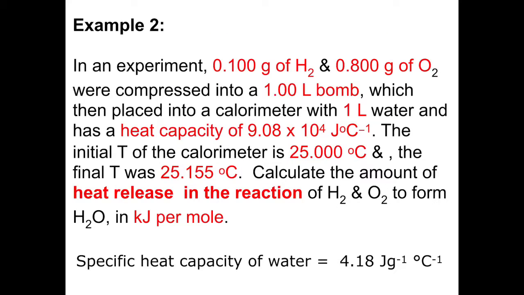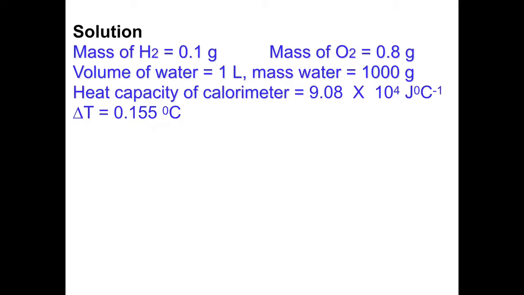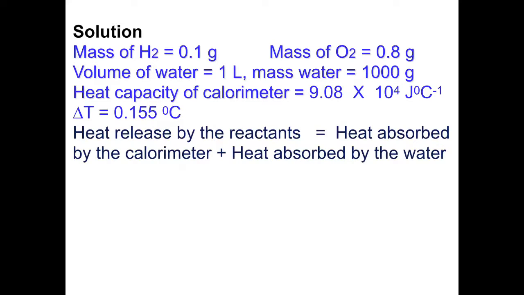Example 2. Read the following question. As usual, we list out all the information given in the question. If we look at all the information given, we have the mass of water, but we don't have the mass of calorimeter. So, heat released by the reactants equals heat absorbed by the calorimeter plus heat absorbed by the water, represented by the formula Q equals capital C delta T for calorimeter plus m c delta T for water.